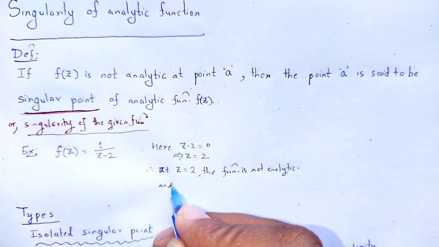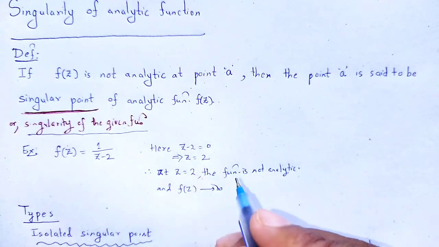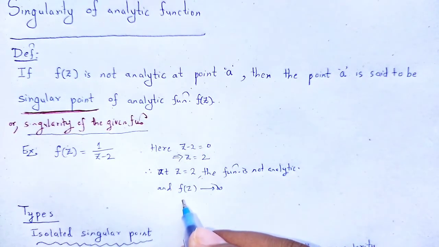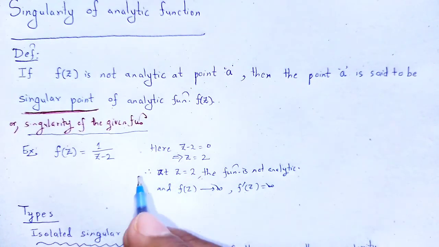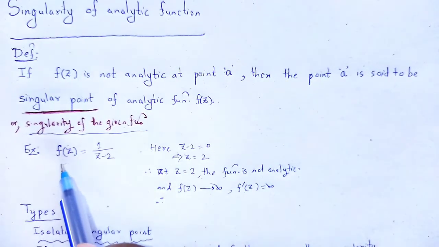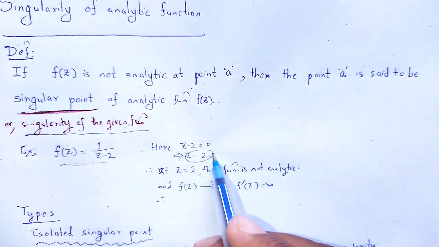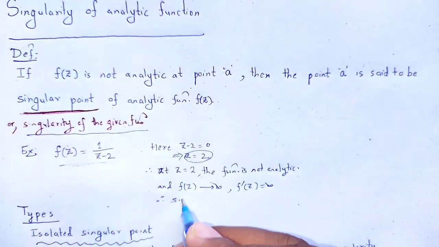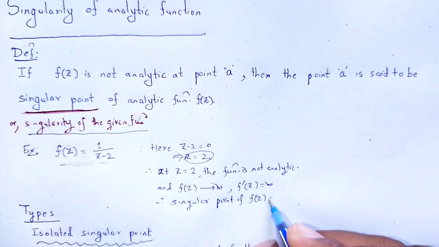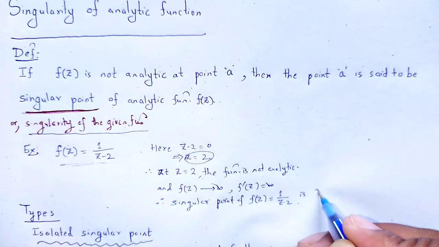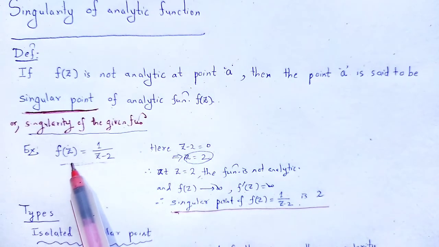And f of z tends to infinity when I put z is equal to 2, and also its first order differentiation is at infinity. Therefore, for the given function f of z is equal to 1 divided by z minus 2, the point z is equal to 2 is said to be the singular point. So the singular point of f of z is equal to 1 divided by z minus 2 is 2.